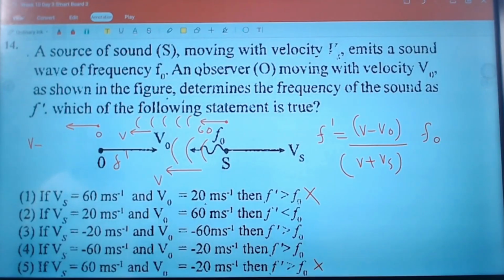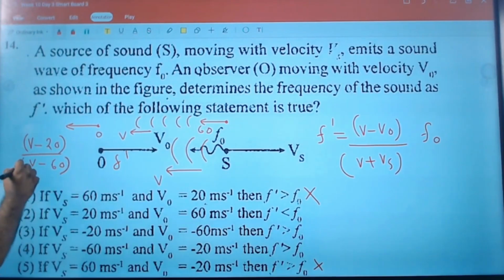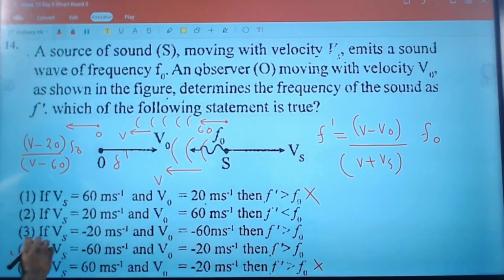You will be very careful here. Velocity of sound with respect to observer: V minus 20. Velocity of sound with respect to source: V minus 60, into F naught. So I have drawn the fourth one. In this case, 300 minus 20 is 280, 300 minus 60 is 240. These is larger. Correct.